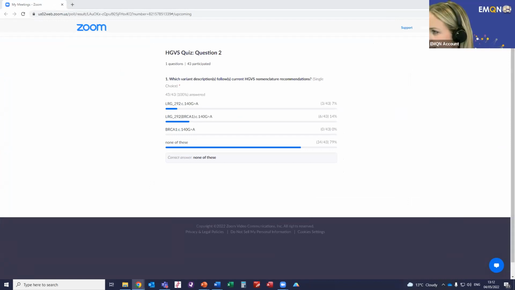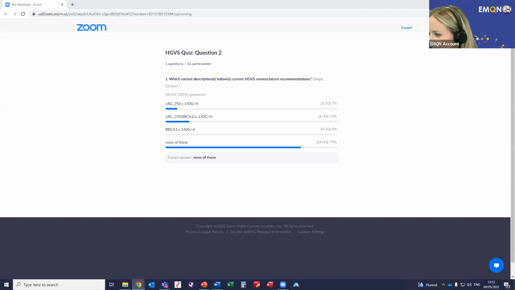Thank you. Moving on to question 3. Which variant descriptions follow current HGVS nomenclature recommendations? And there are 4 options. You can select more than one if you wish.